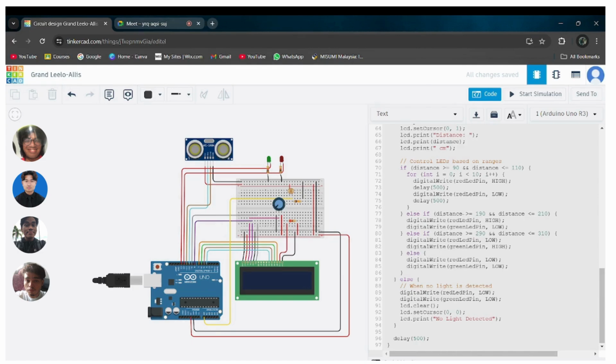And then for the distance of range 190 until the 110 cm, it will light up the red LED. And for the distance above 290 and a range of 310 cm, it will light up the green LED. And that's all for me.